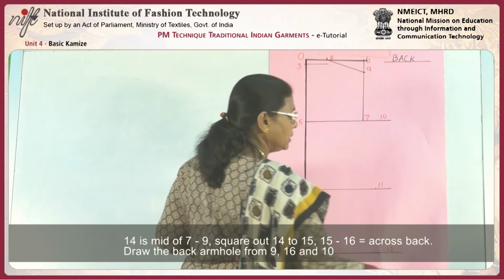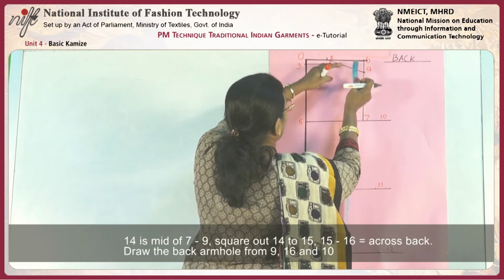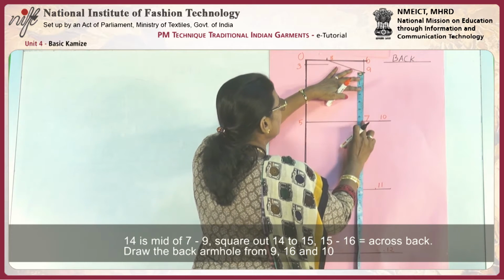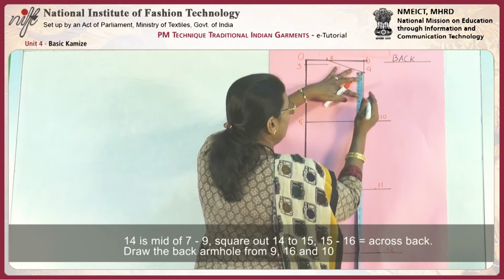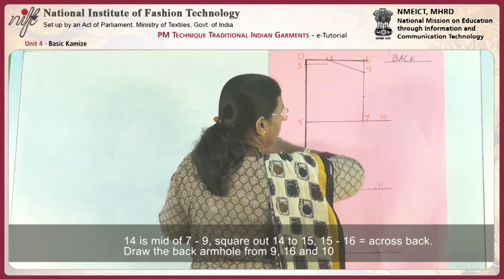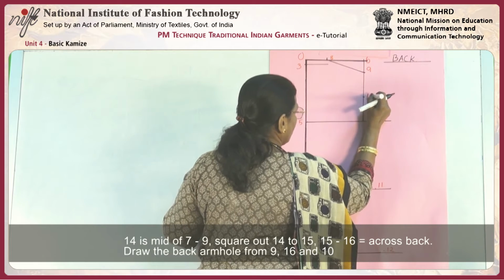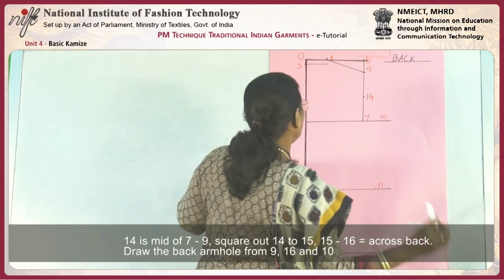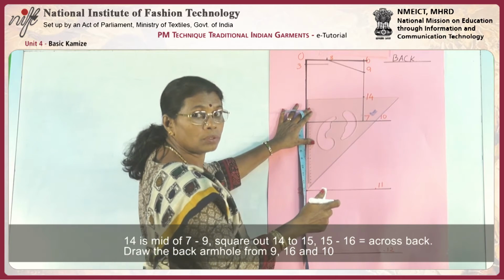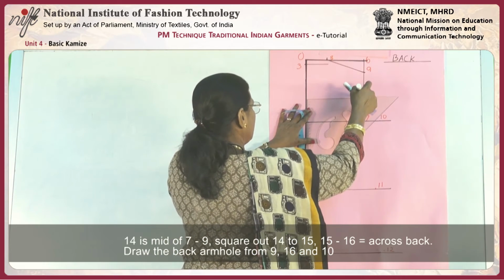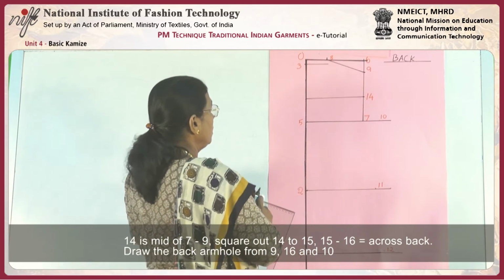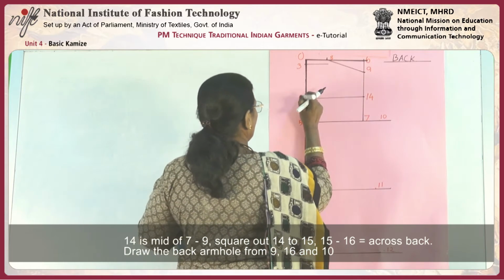Now 14 is mid of 9 to 7. 9 to 7 is 6.5. Mid is 3.25. Mark 14 and square out the line to 15. And mark 15.